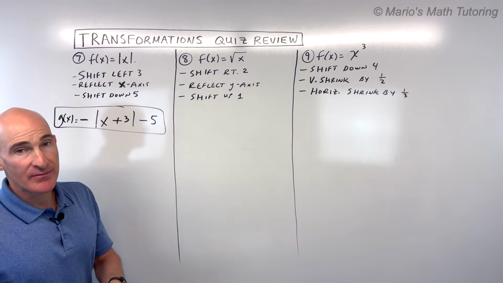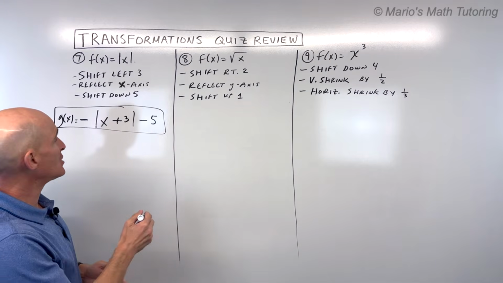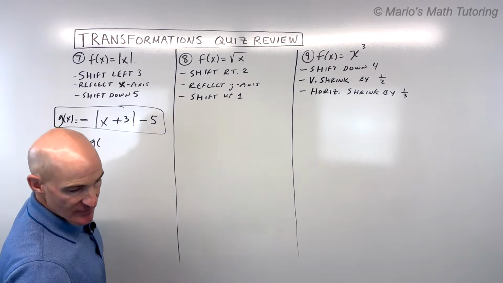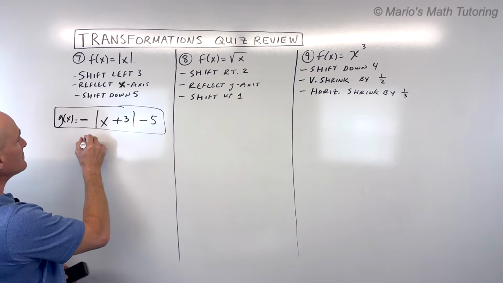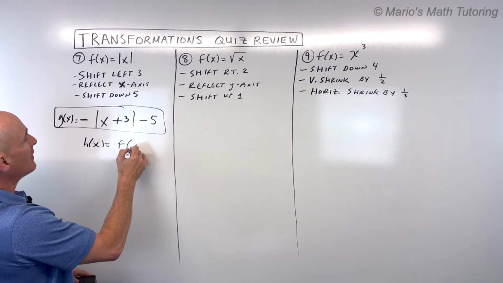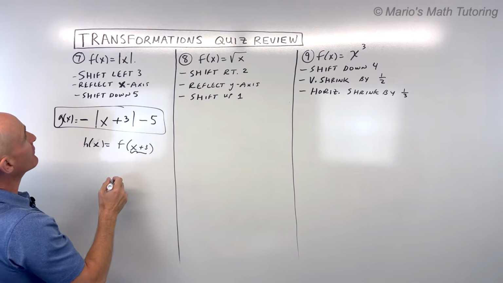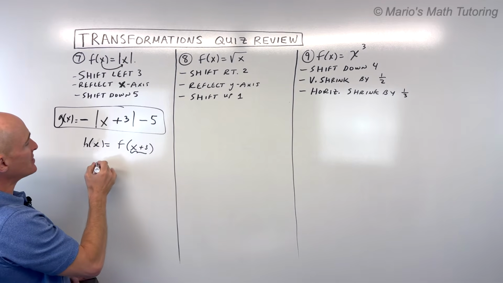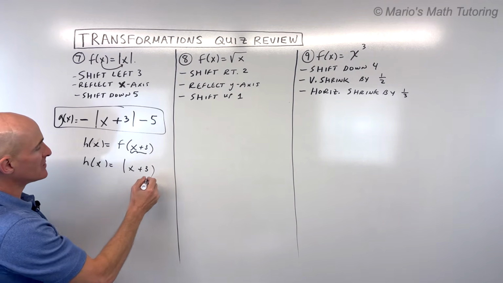Now you can do this in another way, and I'll show you that on some of these other examples, where you use the function notation. You would say, okay, let me start with h of x instead of g of x. Let's just say we have h of x equals f of x plus 3. So this would represent shifting the graph left 3. The way functions work is whatever's in parentheses goes in place of x here. So now you would say, okay, h of x is equal to the absolute value of x plus 3.